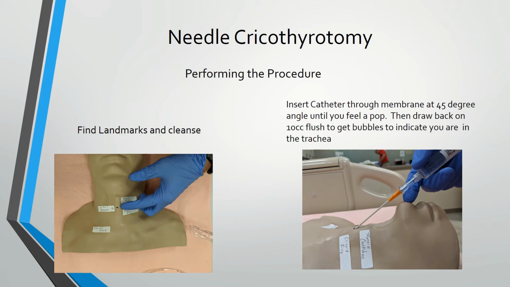You're going to take a 45-degree angle and puncture that membrane. You should feel a nice little pop. Once you feel that pop, advance just maybe a centimeter more, and draw back on that 10 cc flush. You should just get bubbles. That indicates you're in that trachea, in the spot where you want to be.